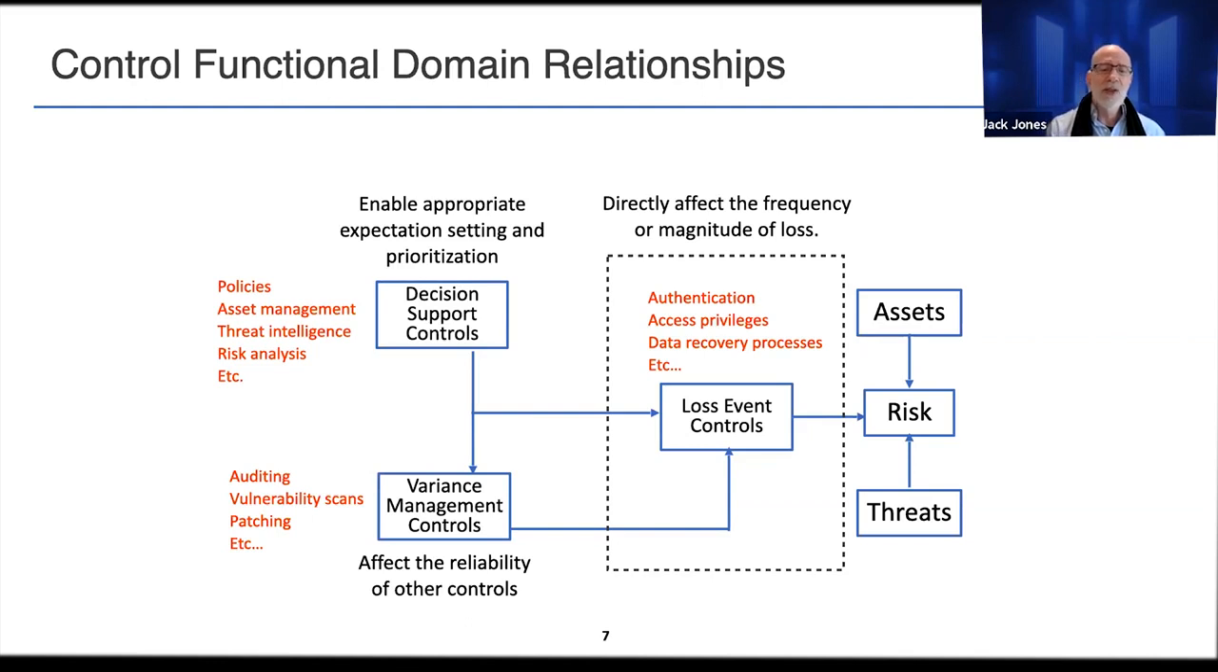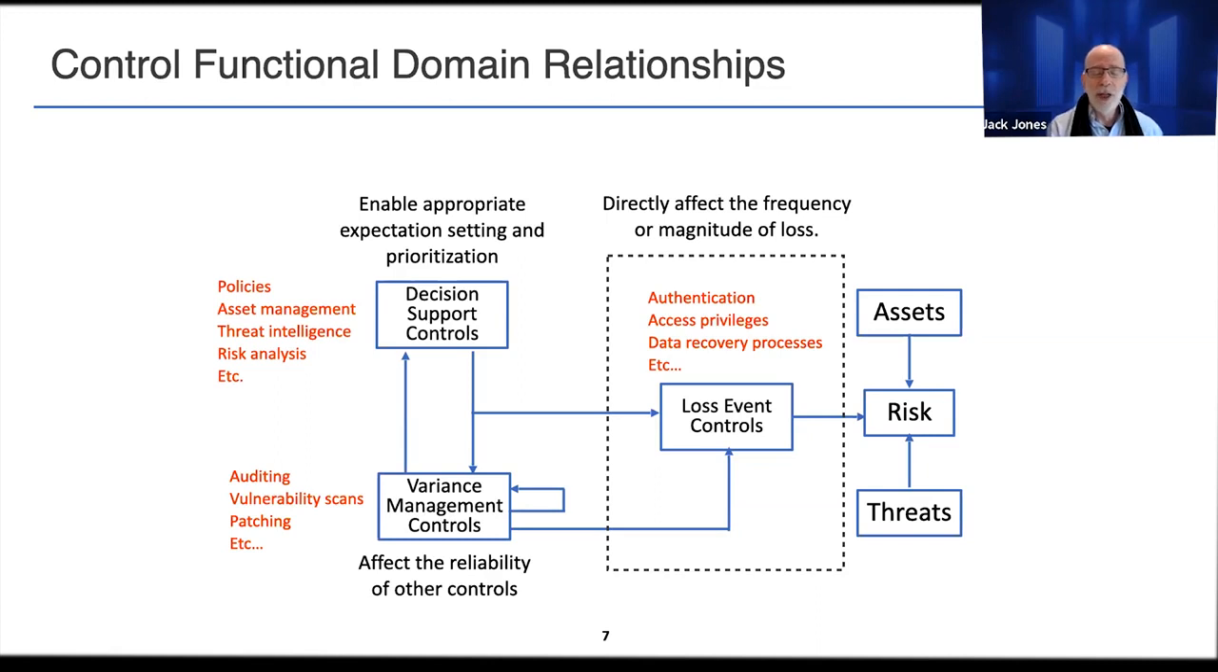Now you can begin to see how variance management affects loss event controls, and decision support affects both variance management and loss event controls. But actually, we have variance management controls that affect decision support controls. Like we audit our policies and that sort of thing. So again, that's an example of a variance management control applied to a decision support control.